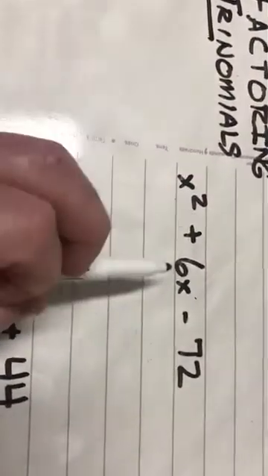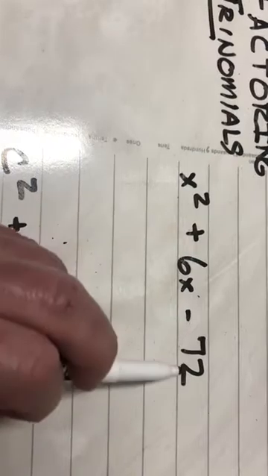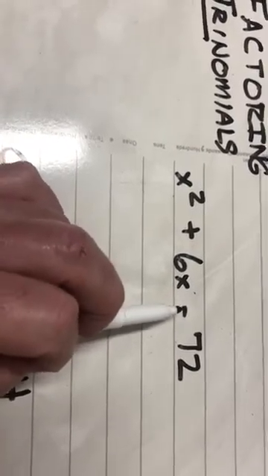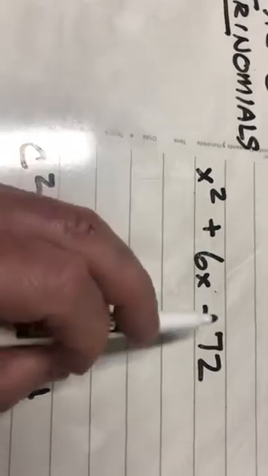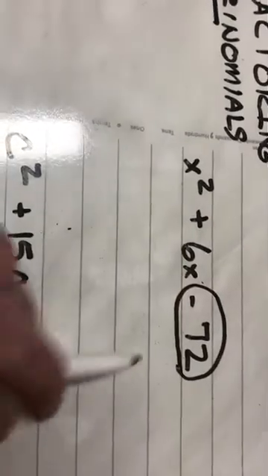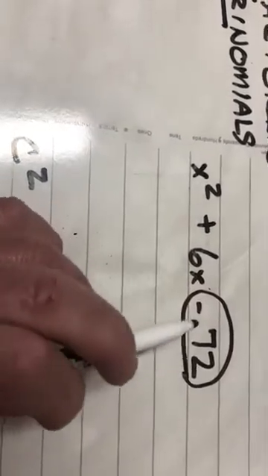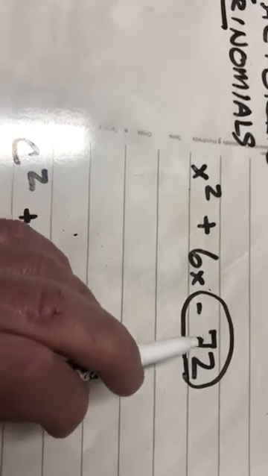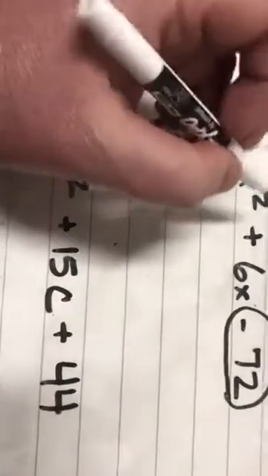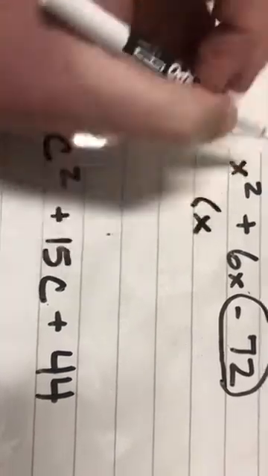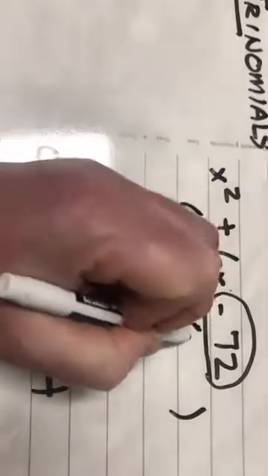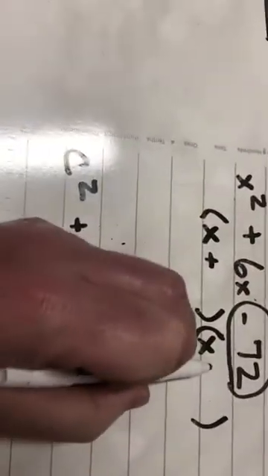Once again, something squared plus something x minus 72. Now this is a little different because it's a negative, okay? I'm looking for two numbers multiplied together that equal a negative 72. So I have to remember that if it's a negative answer as a multiplication problem, one of my numbers is going to be positive and one of my numbers is going to be negative.